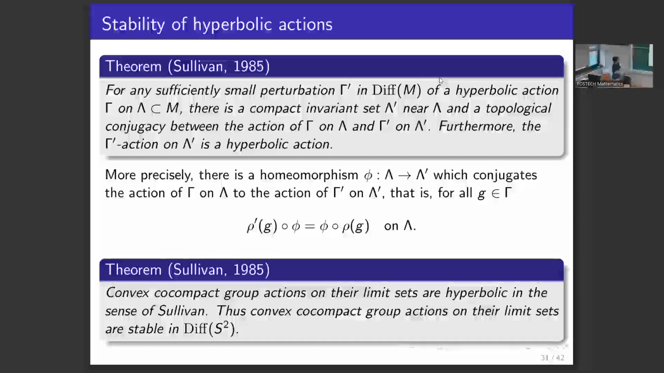And also, after he proved the stability of hyperbolic action defined by himself, he proved that convex co-compact group actions on their limit sets are hyperbolic actions, okay? In the sense of Sullivan. So the convex co-compact group actions on their limit sets are stable in the group of diffeomorphisms. Okay?